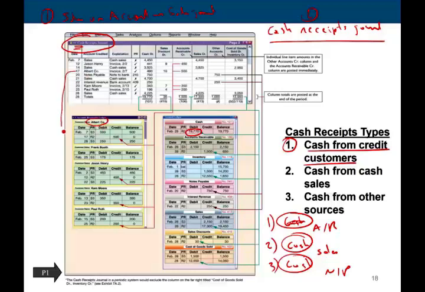Albert company on the 17th made a payment. We will credit their account for $500. Now their balance is down to zero. Notice, same thing, Frank made the payment on February the 25th.